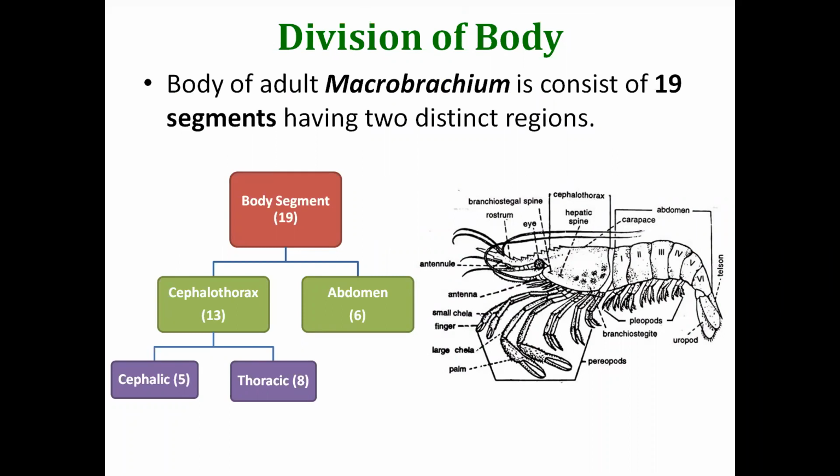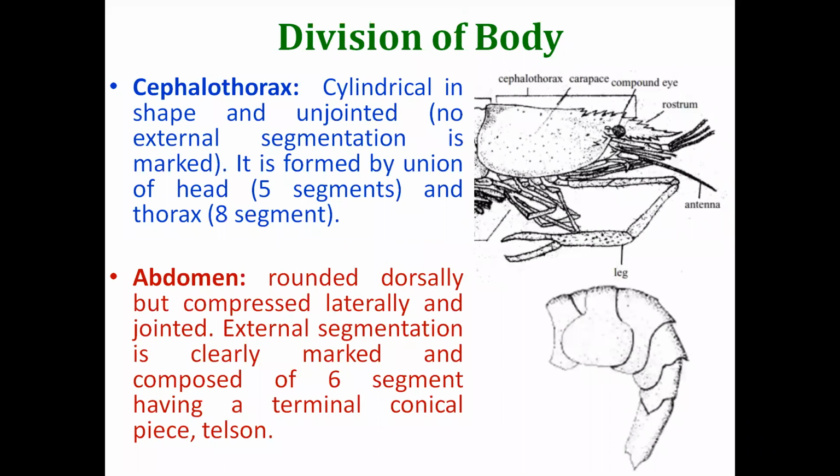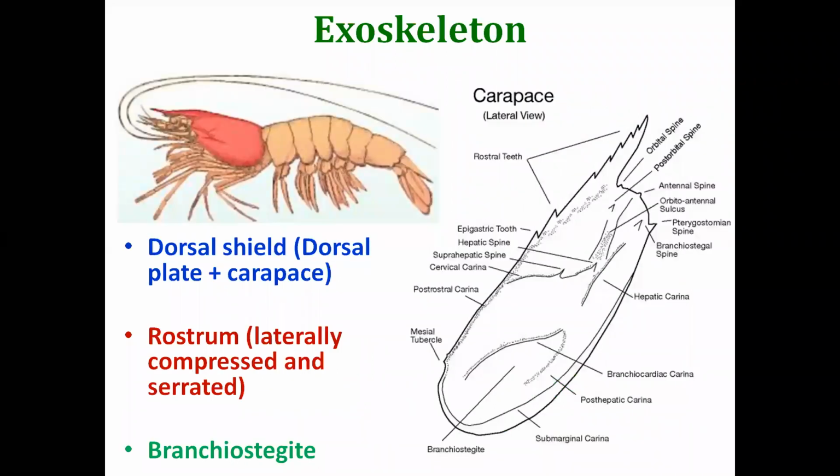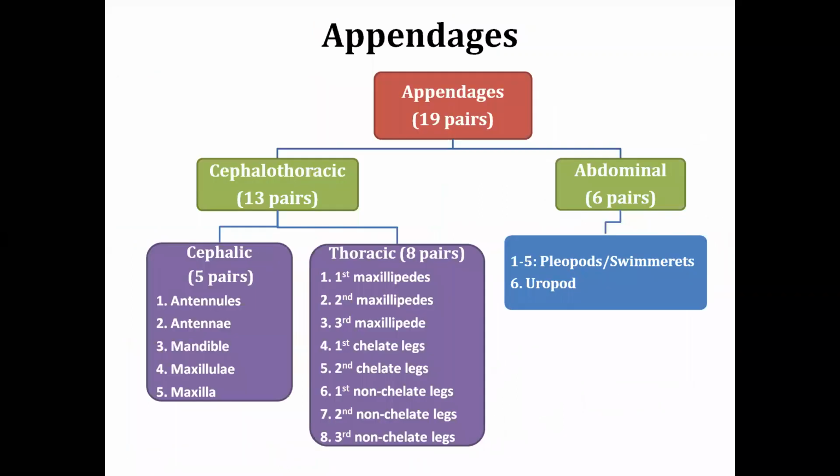In the last class what we have seen is that the body of the adult Macrobrachium consists of 19 segments which have two regions, the cephalothoracic region and the abdominal region. Cephalothorax has 13 segments, abdomen has 6 segments. In the cephalothoracic region, 5 segments are of head and 8 segments are of thorax. Then we talked about the exoskeleton, which is made up of hard and cartilage cuticle, and then the dorsal shield, carapace, rostrum and branchiostegite.